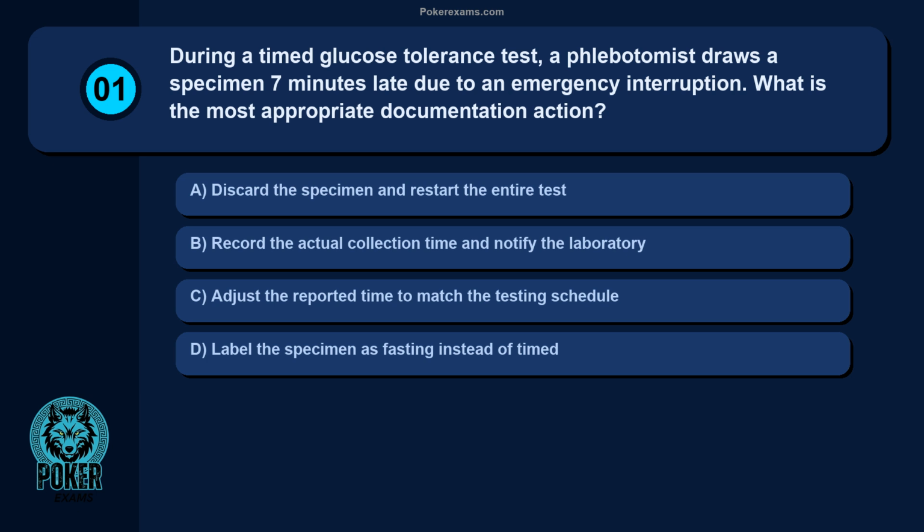Discard the specimen and restart the entire test. Record the actual collection time and notify the laboratory. Adjust the reported time to match the testing schedule. Label the specimen as fasting instead of timed.